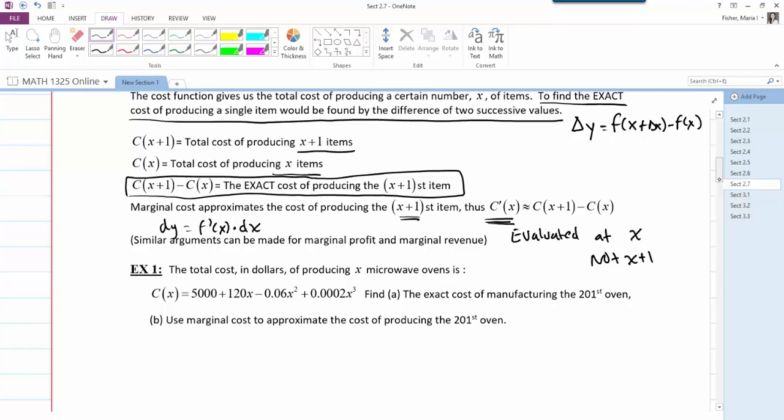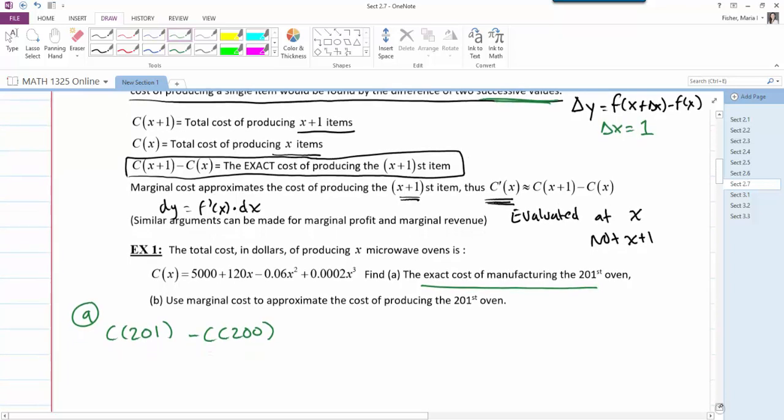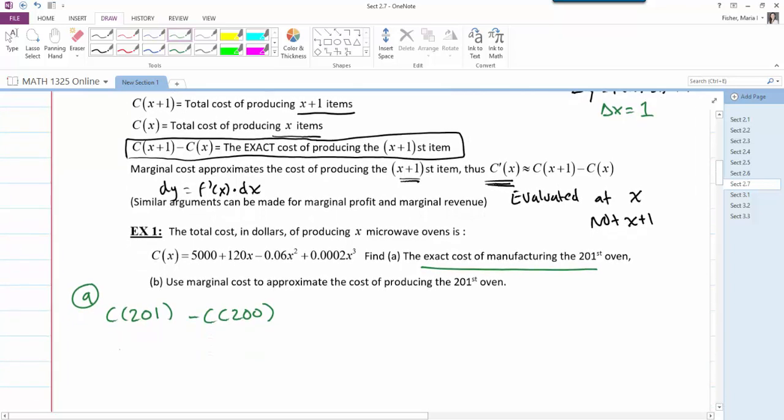So let's start with part A. What is the exact cost? In order to find the exact cost of the 201st oven, it's going to be the cost of the 201st oven minus the cost of the 200th oven. Because these are successive values, my delta x is always going to equal 1 in this case. So I need to figure out what is C of 201 and what is C of 200.